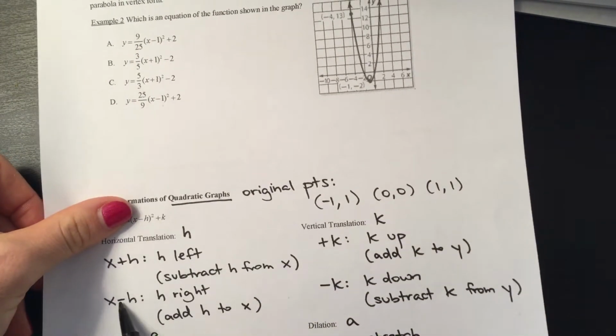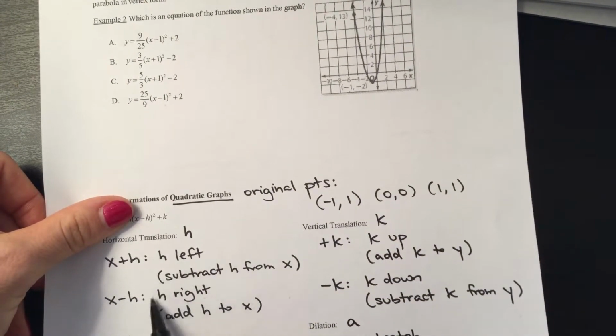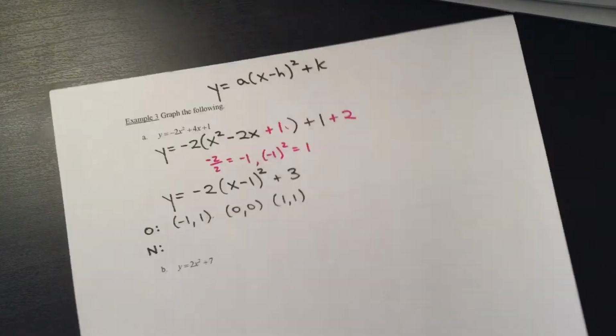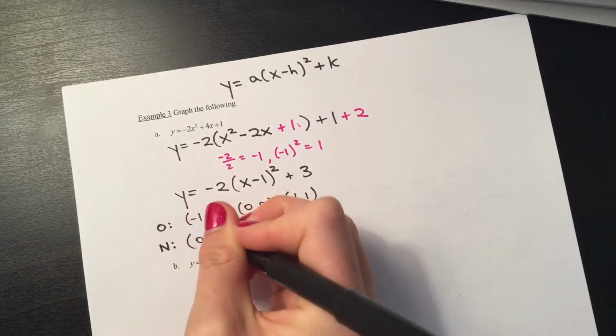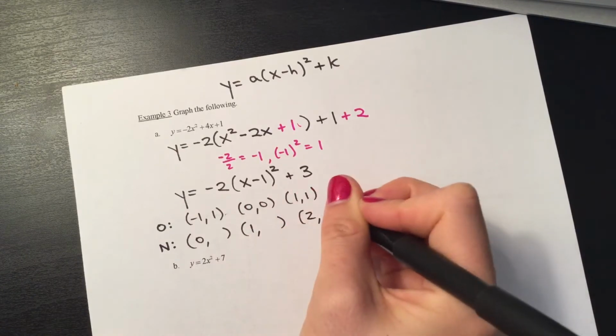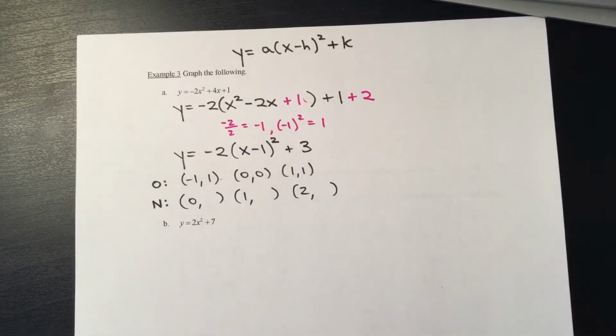Okay, so here's what I have on the other page. I have an x minus 1, which means I'm going 1 unit to the right. So if I'm going 1 unit to the right, I'm going to add 1 to all of my x values. Okay, so start with that. So add 1, add 1, add 1. That's the only thing that affects my x values.